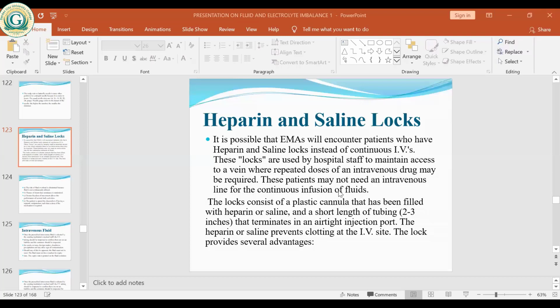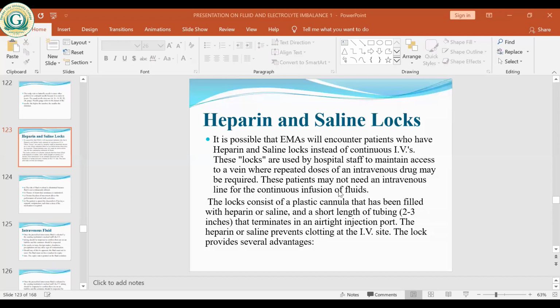We started with fluid and electrolyte balance. We've done with the fluids, we've done with the electrolytes, and we are doing infusion therapy. We started this last week. We got to heparin and saline locks. We discussed the importance and then the purposes of intravenous infusions or infusion therapy. And today we want to look at heparin and saline locks.